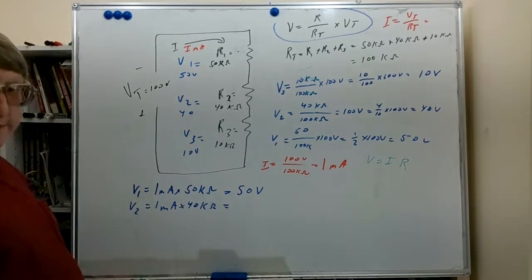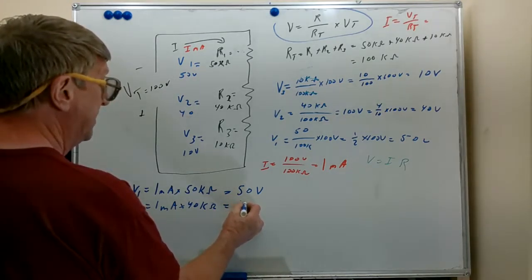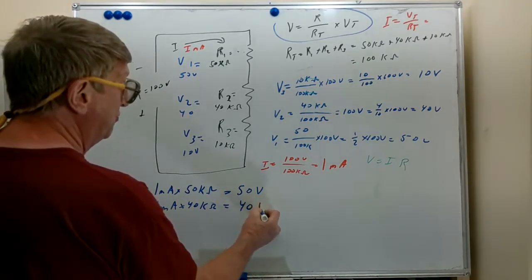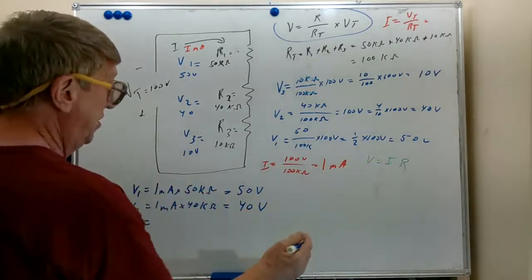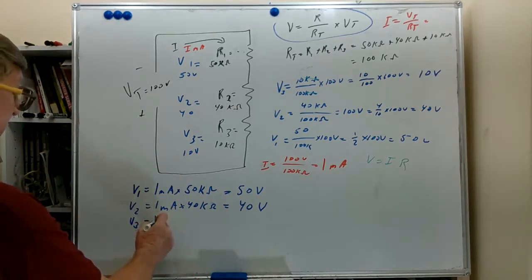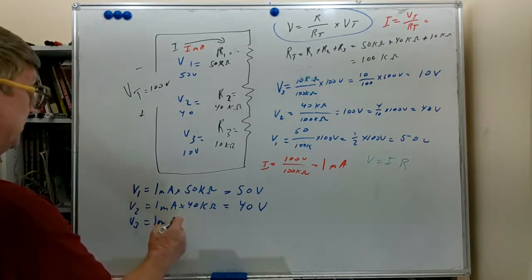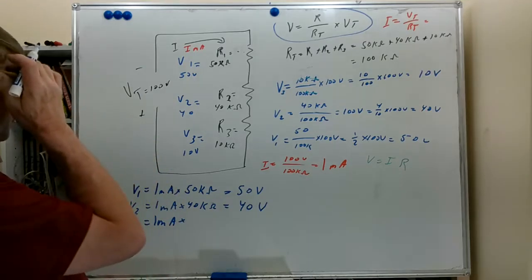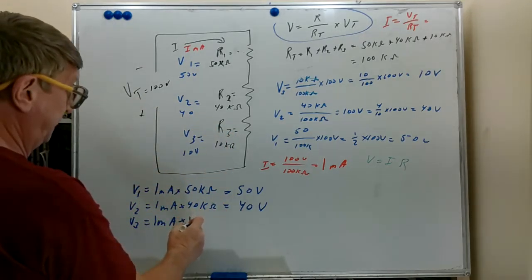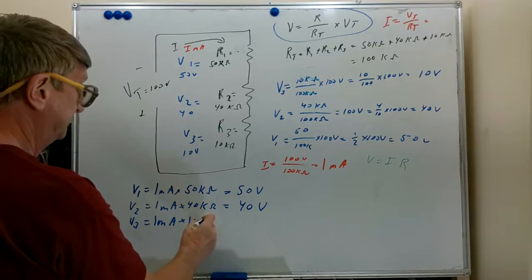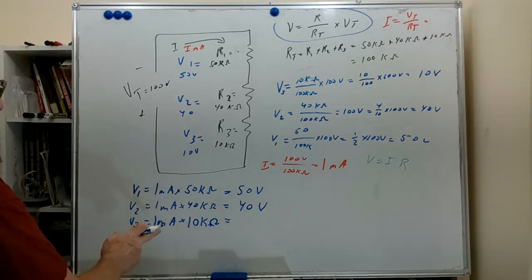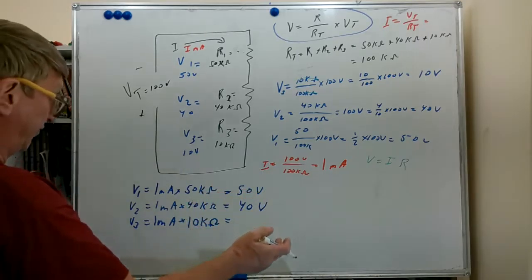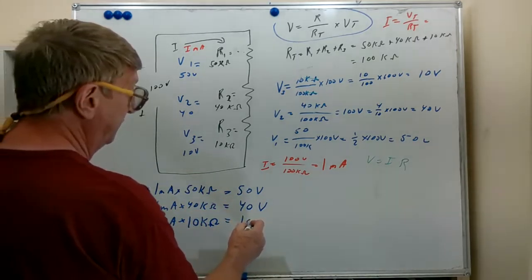And that's 1 times 40 volts. Same thing, milliamps times K ohms gives us volts. V3, same formula, IR, voltage: 1 milliamp, that's the same all the way through the loop in the series circuit, times 10 K ohms for R3, and milliamps times K ohms gives us volts. 1 times 10 is 10 volts.